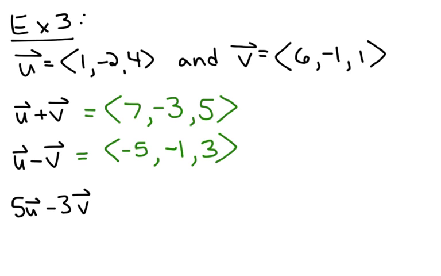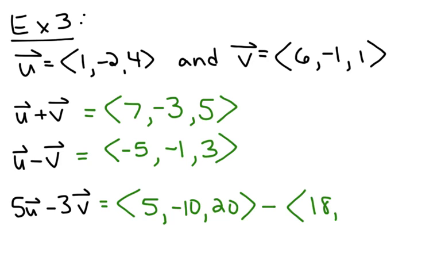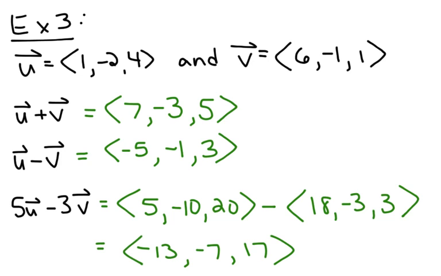But for 5u minus 3v, I'm going to have to perform a little bit of work. So how about I figure out what 5u is first? 5u is 5, negative 10, 20. 3v is 18, negative 3, 3. Now I'm going to subtract them. So 5 minus 18 is negative 13. Negative 10 minus negative 3 is negative 7. And 20 minus 3 is 17. And that would be 5u minus 3v.